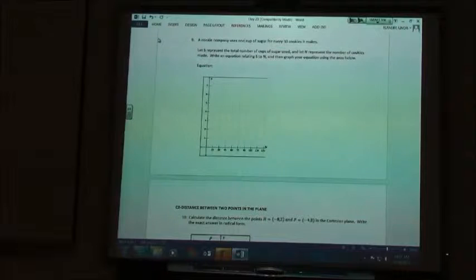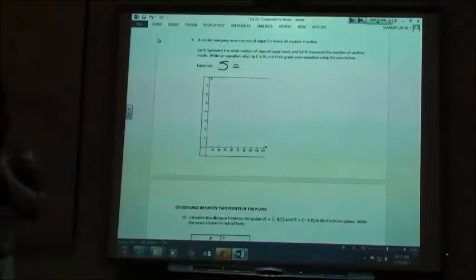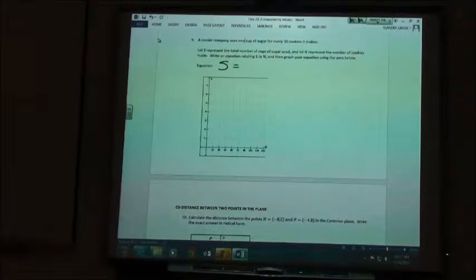So, 1 cup of sugar for every 30 cookies it makes. I want to know how much sugar I'm going to use if I know how many cookies I'm going to make. So S is going to equal what? There's going to be a 30 in there somewhere. Think about when you're solving your problem. I'm using 1 for every 30. So if I made 60 cookies, how many cups of sugar would I use? 2. How'd you get that answer?